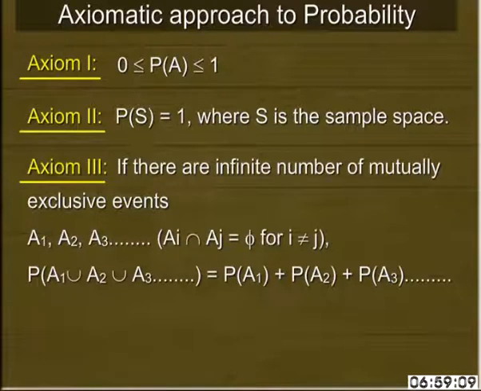Ai intersection Aj is phi for i not equal to j. Probability of happening of either of the events, that is P of A1 union A2 union A3 and so on, is equal to P of A1 plus P of A2 plus so on. This approach is useful in developing the theory of probability, but does not tell how to compute the probability of an event.